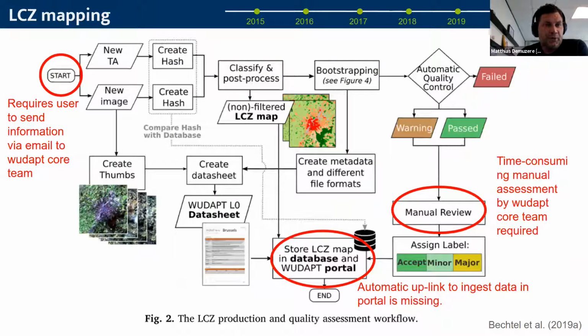So far, so good, yet all these developments fail to address one important shortcoming. How to disseminate the LCZ maps to the community? In this schematic from 2019, I highlighted 3 bottlenecks in the procedure. First, users are expected to voluntarily send their LCZ map to core members of WUDAPT. Second, before the maps were put into the portal, they had to undergo a manual review. And third, there was no automated uplink in place to ingest the reviewed maps into the portal, all of which are difficult to maintain with a non-funded project such as WUDAPT.